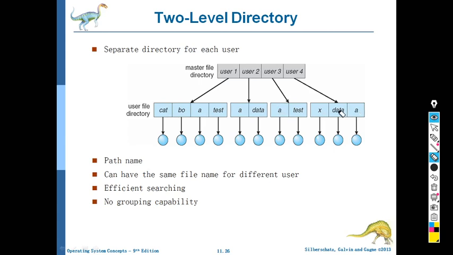User 1 has one file with the name data, and user 2 also has one file with the name data. User 1 has one file with the name test, and user 3 also has one file with the name test. So now you can have the same file name for different users, which was not available in the previous single level directory. Efficient searching is possible, but the grouping capability is not allowed here. You cannot make groups of the files.